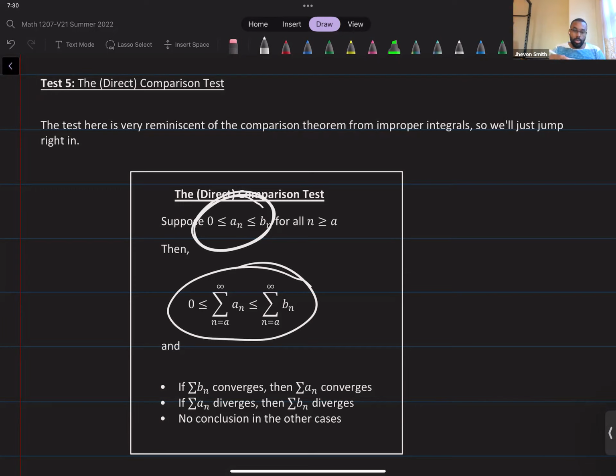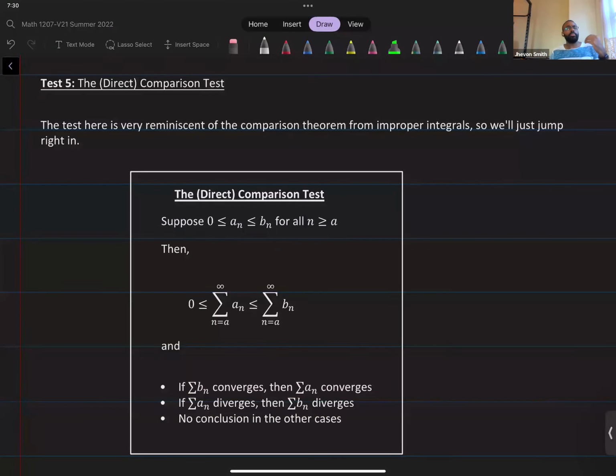And based on what's going on with these two, you can actually know, based on what's going on with one of these series, what's going on with the other one. So for example, if the bigger series converges, you know that the smaller series has to converge. On the other hand, if the smaller series diverges, it will force the bigger series to diverge, because the bigger series always has to be greater than or equal to that one, right?